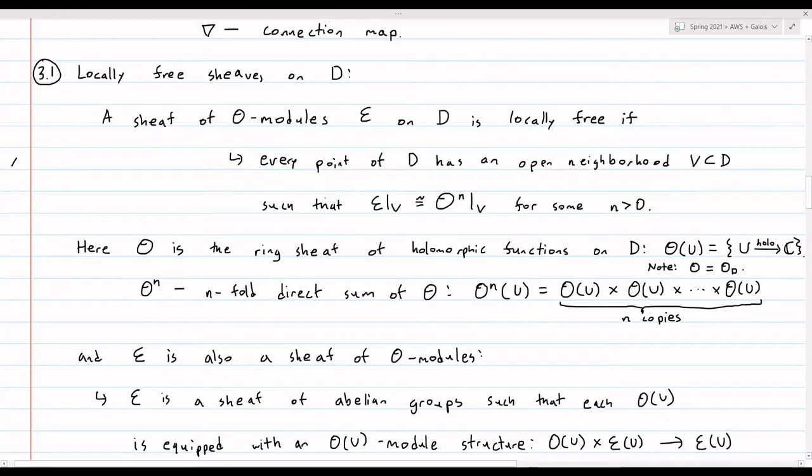Okay, so what am I saying here again? I'm saying that a locally free sheaf on D is a sheaf of O modules. I didn't explain what that is. E on D is locally free if every point of D has an open neighborhood V subset of D such that the sheaf restricted to V is isomorphic to O^n restricted to V for some n. So locally, my sheaf of O modules, whatever that is, looks like this n-fold direct sum of the ring sheaf of holomorphic functions. Okay, so that's all a locally free sheaf is.